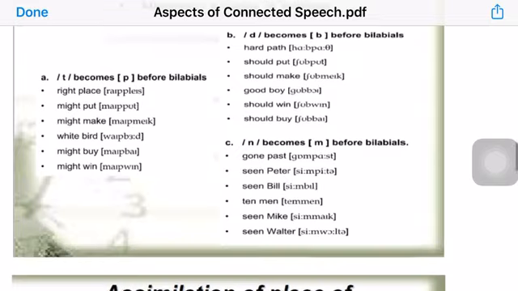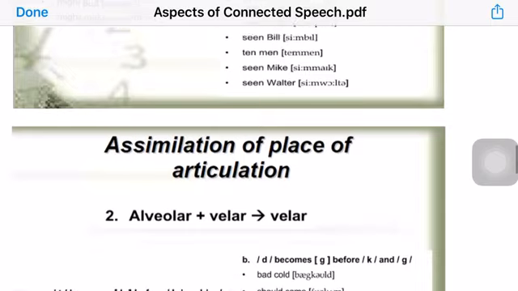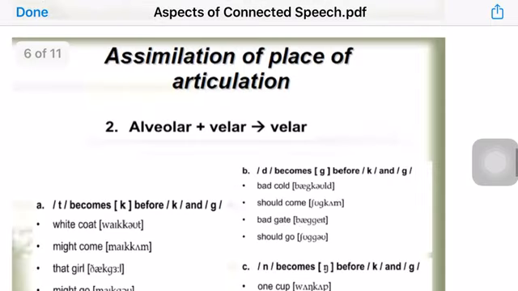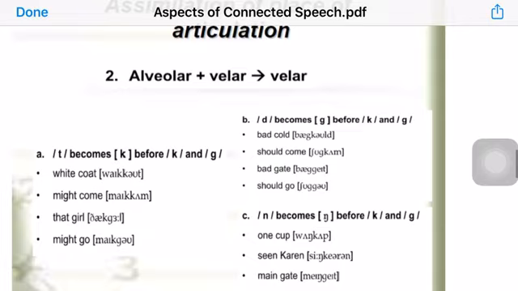But know the other cases as well. In assimilation of place of articulation, we can also have alveolar plus velar, and then the resultant sound will be velar as well.